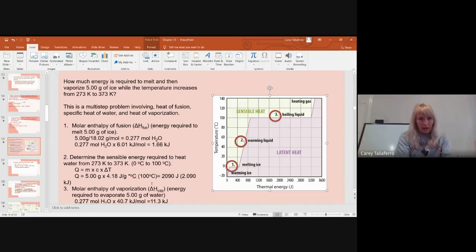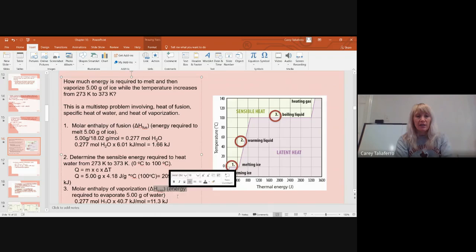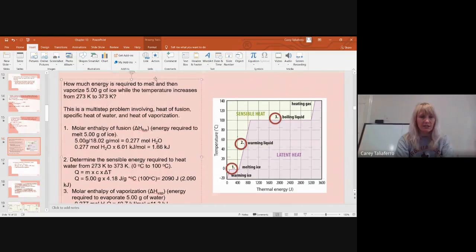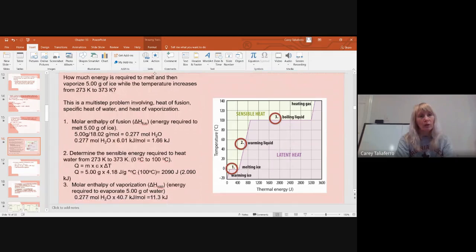So now I'm vaporizing. I'm boiling. So all of my water is going from liquid to gas. So I'm going to use the heat of vaporization. Again, same idea. I have to convert, because if you look up the units for heat of vaporization, you'll see that it's kilojoules per mole. Well, again, I was given grams in my original problem, but I know that that's 0.277 moles.